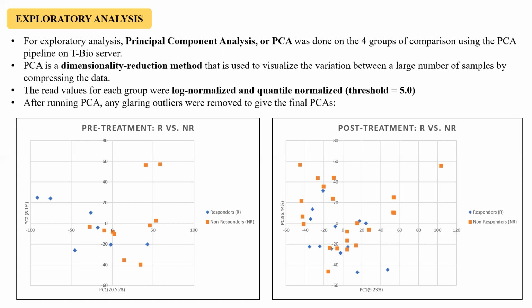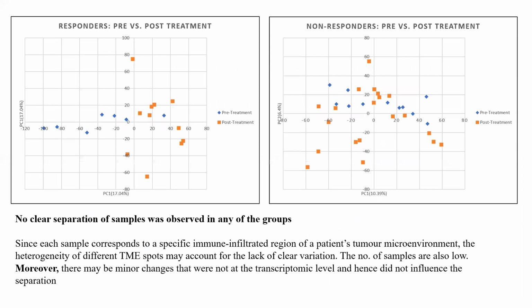Here, the 2 graphs for my first 2 groups of analysis, that is pre-treatment conditions, responders versus non-responders, and post-treatment conditions, responders versus non-responders, have been depicted. And here the 2 graphs for only responders, pre versus post-treatment, and only non-responder group, pre versus post-treatment, have been depicted. So as can be seen from all the graphs, there was no clear separation or clear segregation between the samples. Many of the samples were clustered together. And so because it could not give me any clear variation, I then needed to move on to the next step in order to gain a better insight into the actual variation between the data.